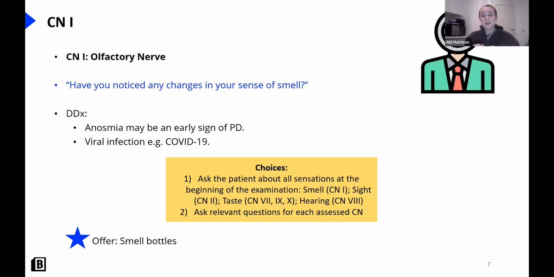I think this can be quite useful if you get worried that you'll forget to ask some of your sensory questions. But I think asking them when you're testing each nerve helps you synthesize your findings better. So I just asked the specific sensation for the cranial nerve that I'm testing. And I think that also, when nerves have a sensory and a motor component, it can help better bring together that in your head. But it's completely up to you.